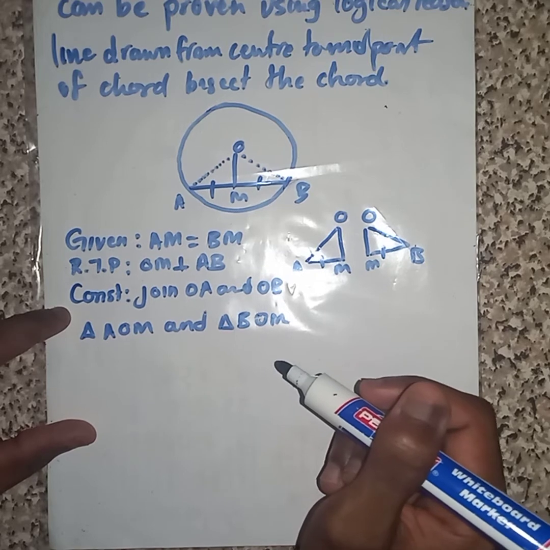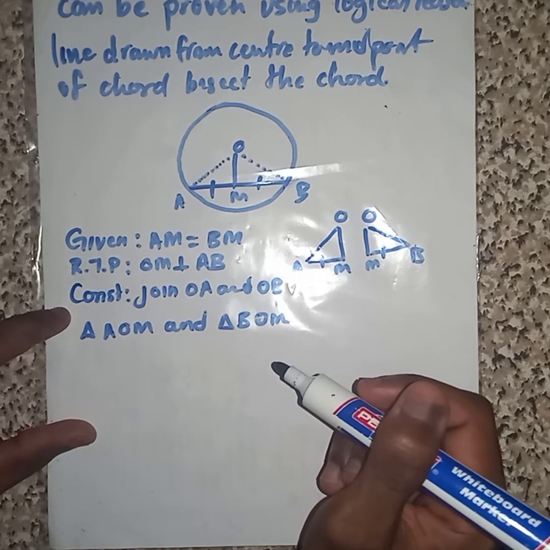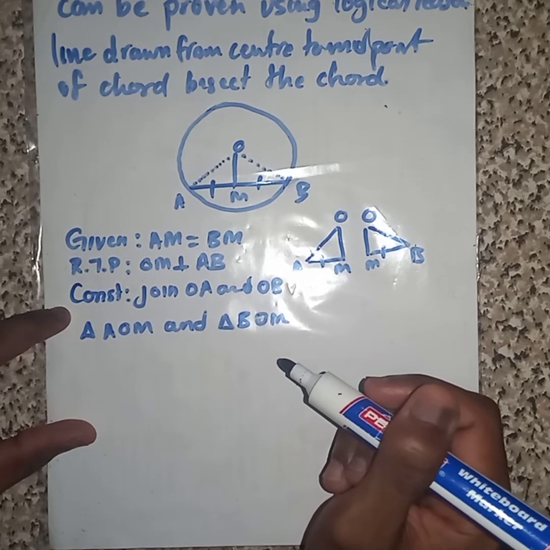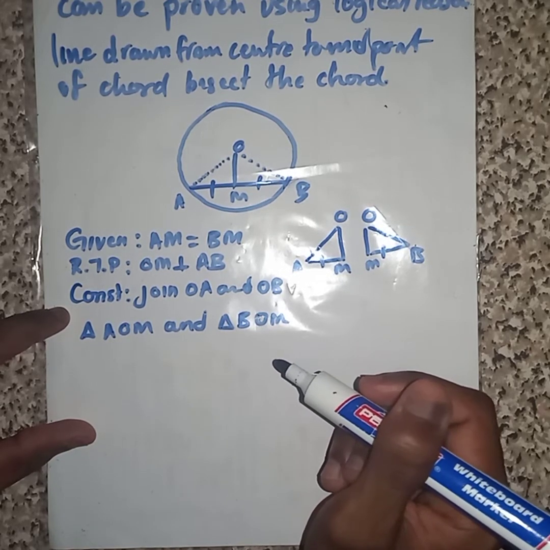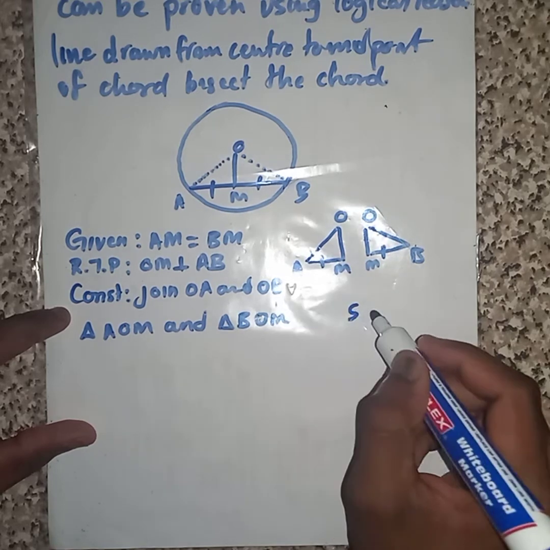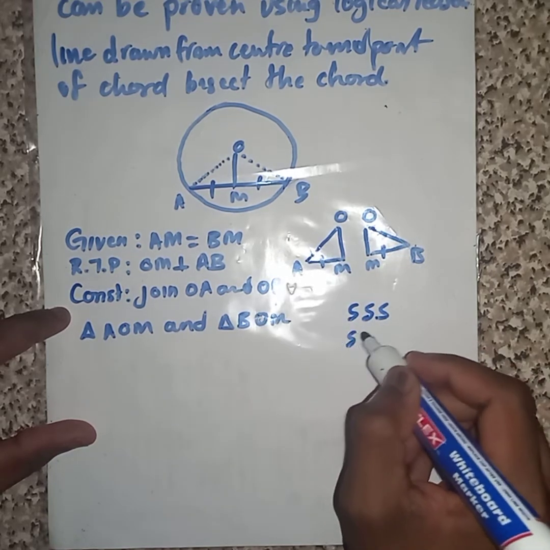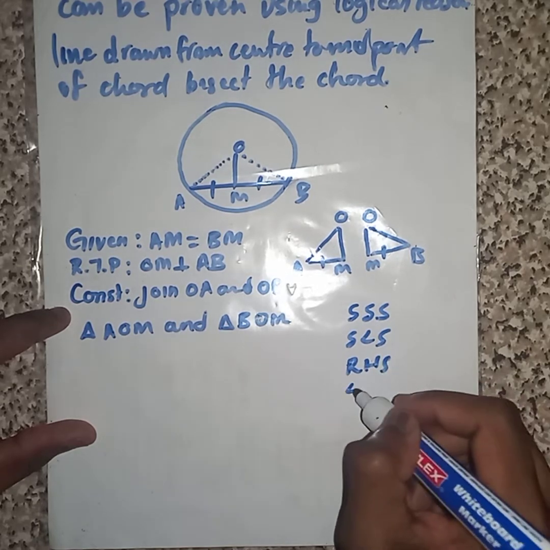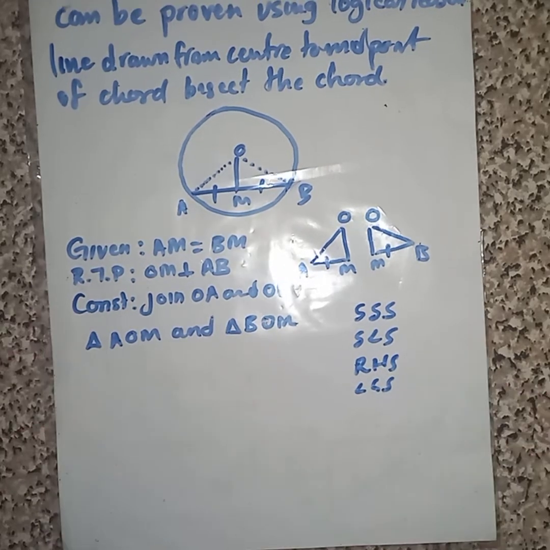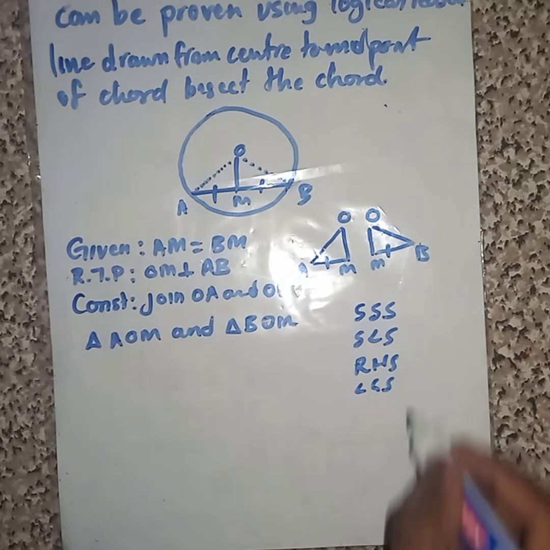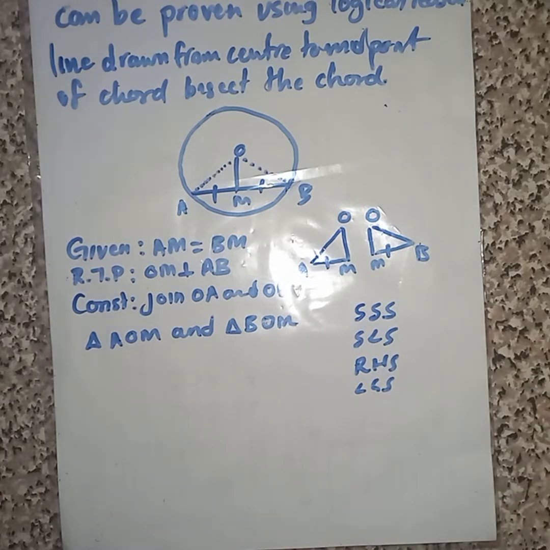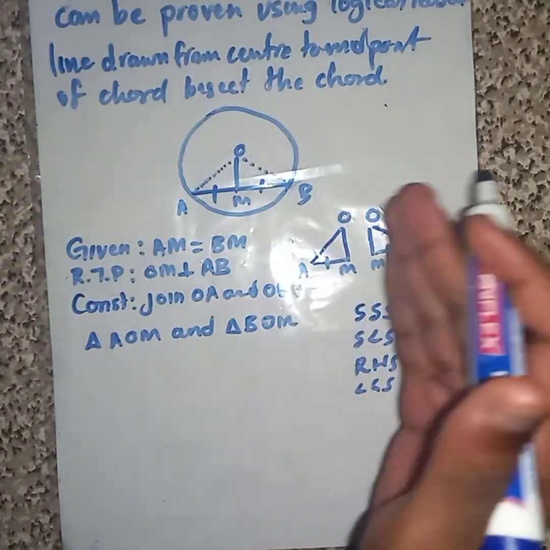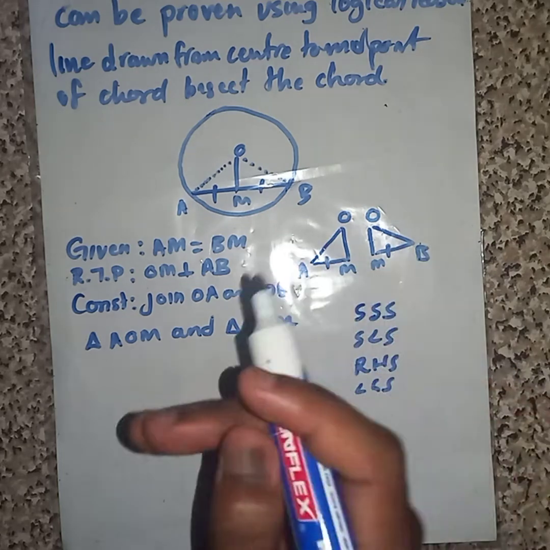Don't forget the term congruency: it refers to two shapes which are identically equal. You'll still remember those conditions. We have side, angle, side, RHS, angle, side. Then we must prove one of these conditions for us to see that these two triangles, this one and this one, are congruent.